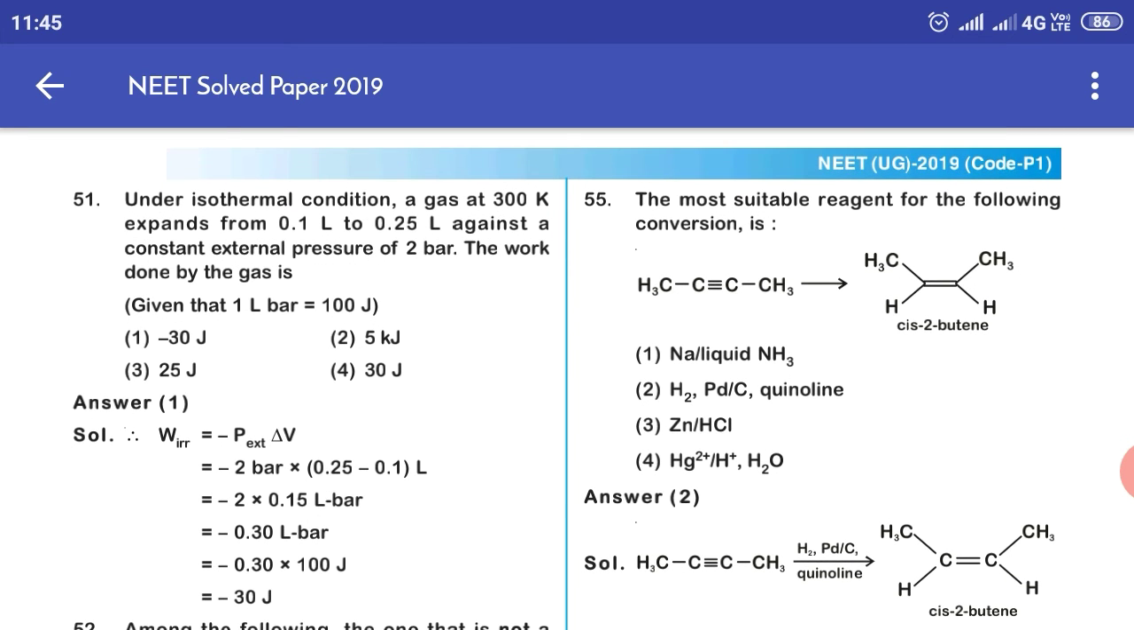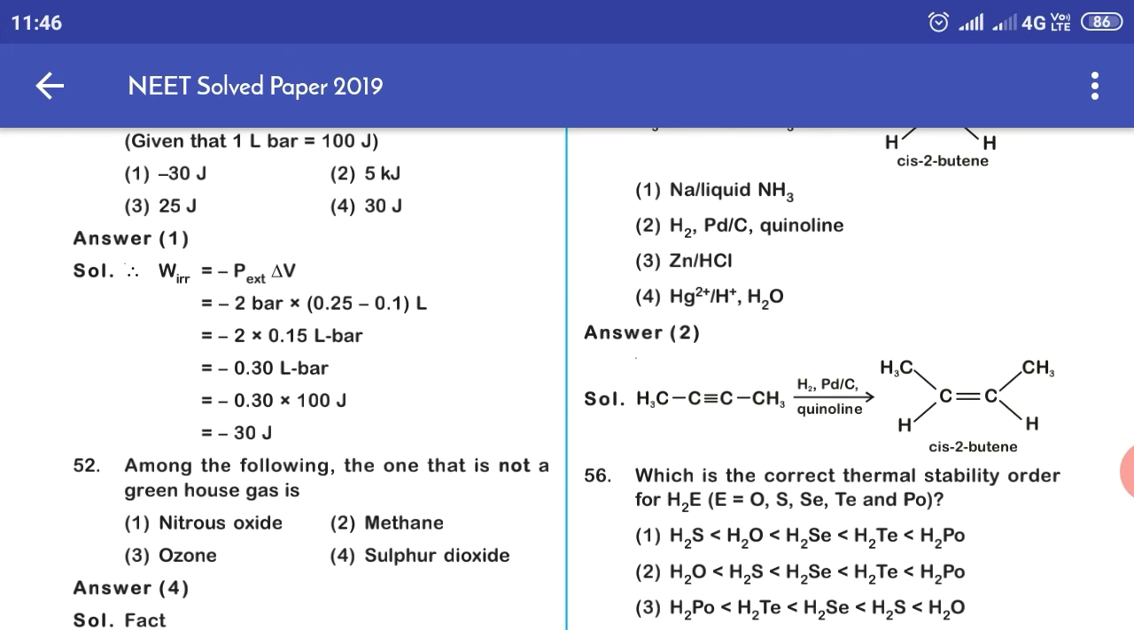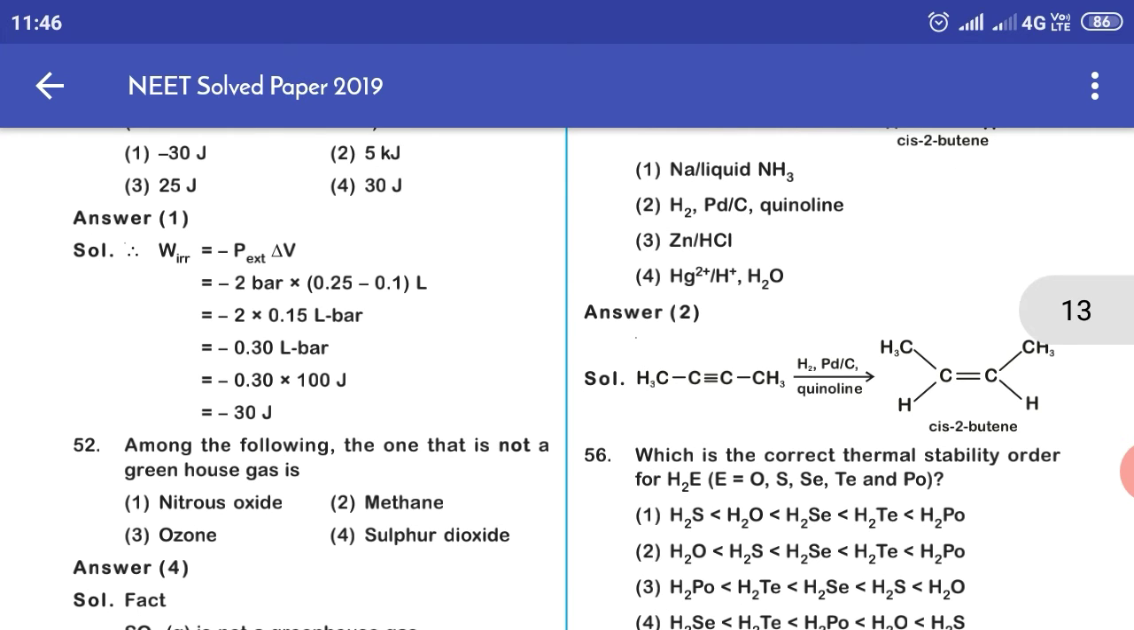Question number 55, the most suitable reagent for the following conversions. And this is a very important question. The reactant is an alkyne, and in the product there is a cis alkene. So here is 2-butyne, and in the product side there is cis-2-butene. Here you have to remember the reagents should be palladium, carbon, quinoline, and hydrogen. Here hydrogenation takes place, but cis should be formed, not trans. So hydrogen and palladium, carbon, quinoline is the correct reagent, and option 2 is the answer.